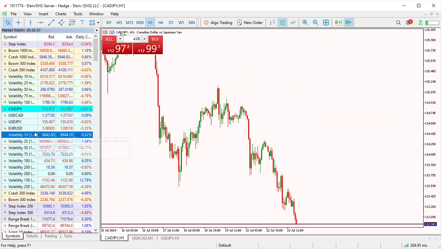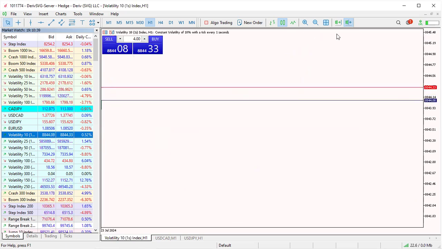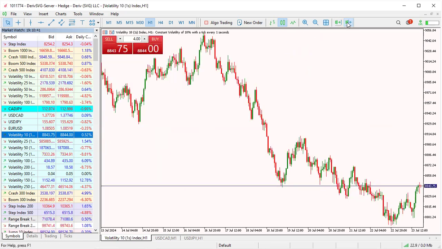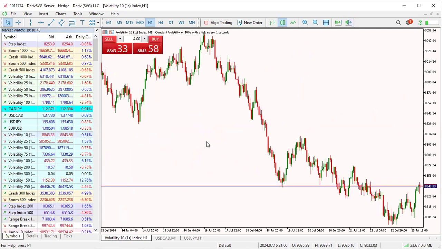Then we jump to Volatility 10 (1s). This one behaves normally, like currencies, okay? You just look for patterns and you trade it. The good thing, not to forget, is that derived instruments operate 24/7. You can trade them even during weekends. They never sleep. That is the good thing.